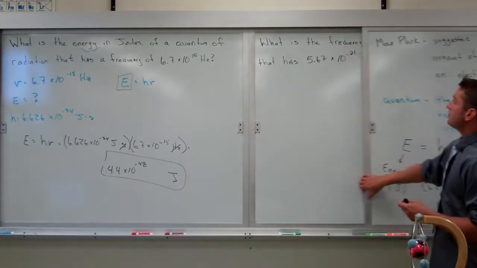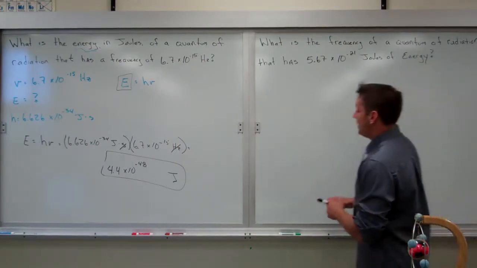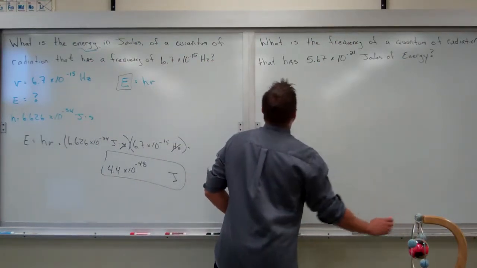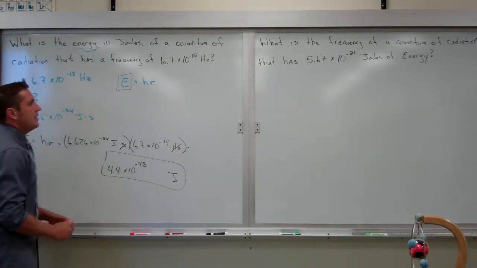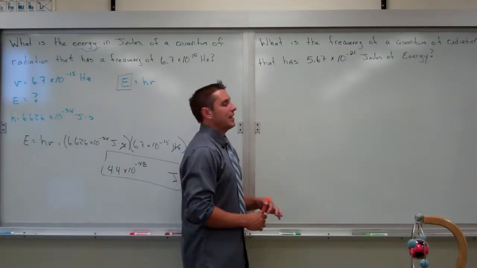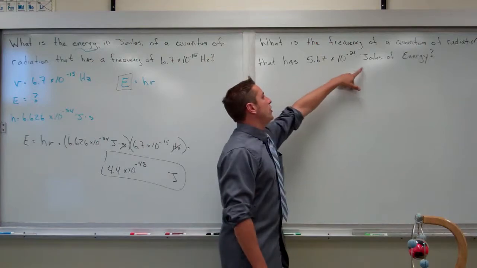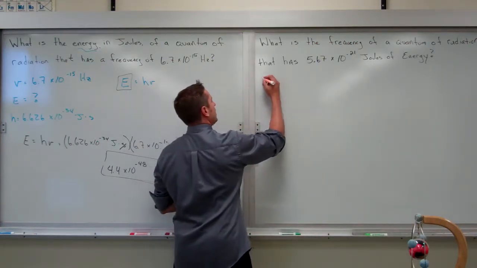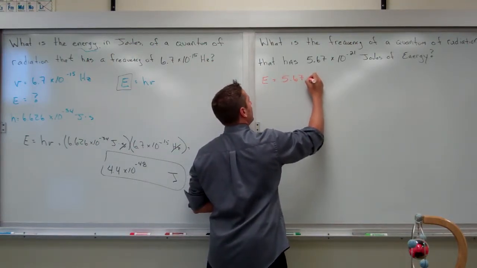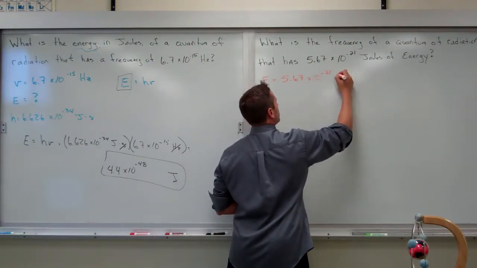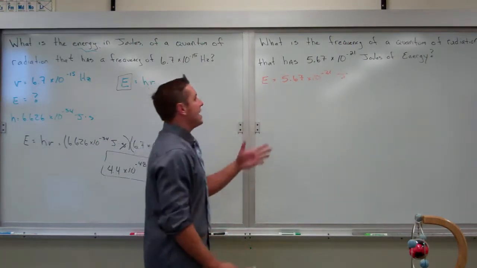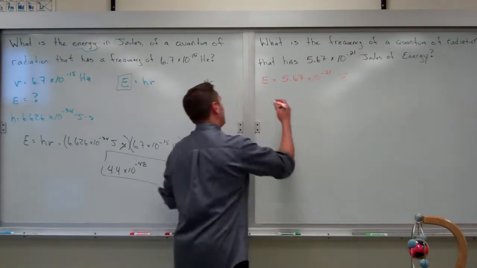Second question. What is the frequency of a quantum of radiation that has 5.67 times 10 to the negative 21st joules of energy? This time, attack it the same way. The number has a unit of joules on it. Joules measures energy. So E equals 5.67 times 10 to the negative 21st joules. I'm all out of numbers, so I find what the question is asking for. What is the frequency? So I'm looking for v.